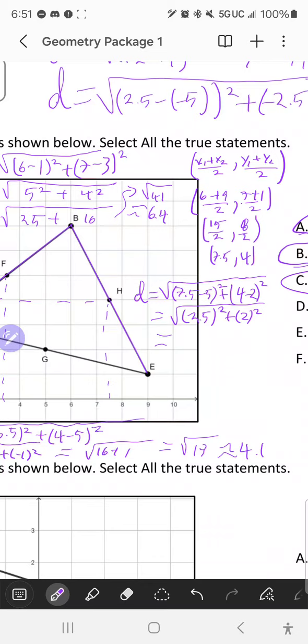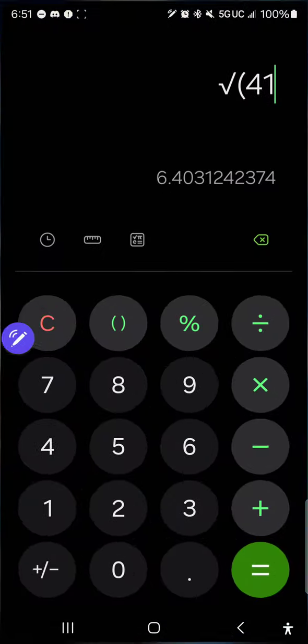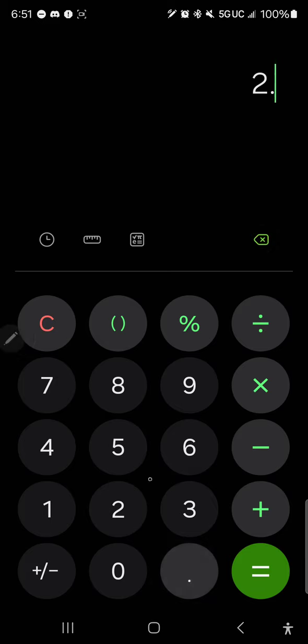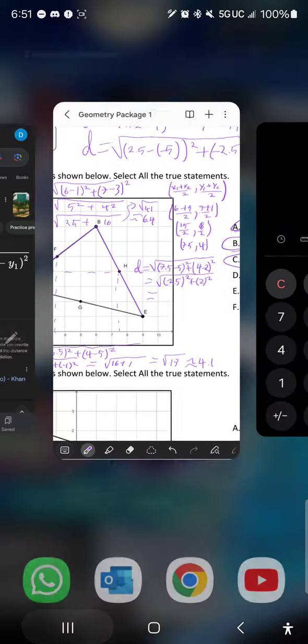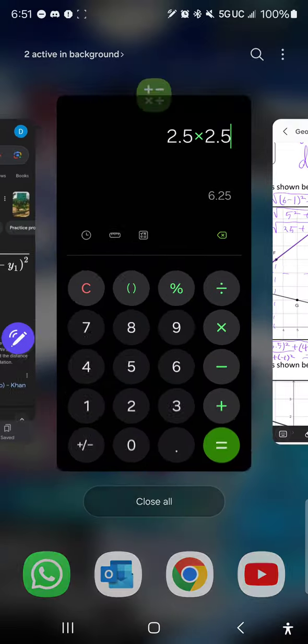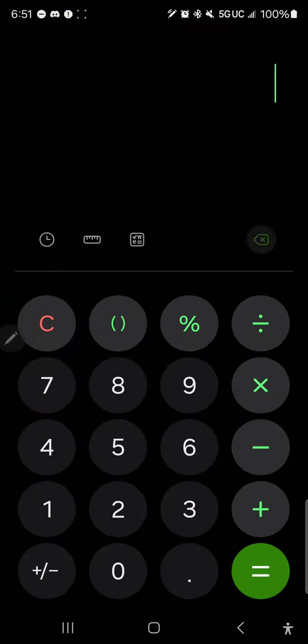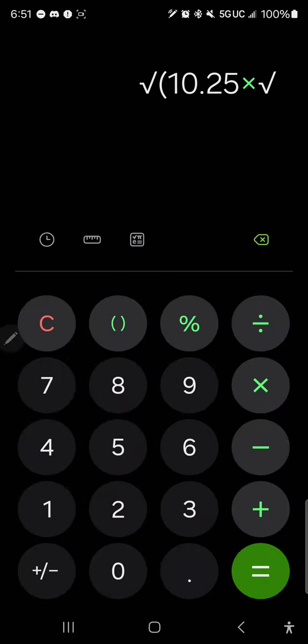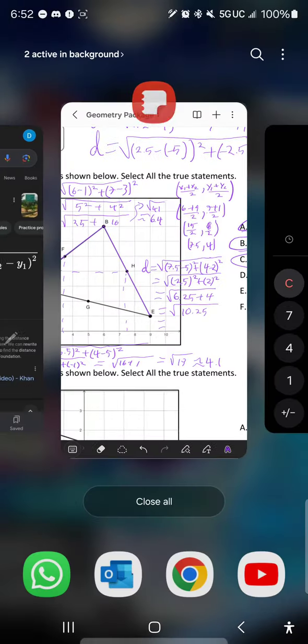This is going to be 6.25. I don't know, wait. Yeah, 6.25. Square root of 6.25 plus 4, which is the square root of 10.25. This is going to be around 3.2. Square root of 10.25, which is around 3.2.